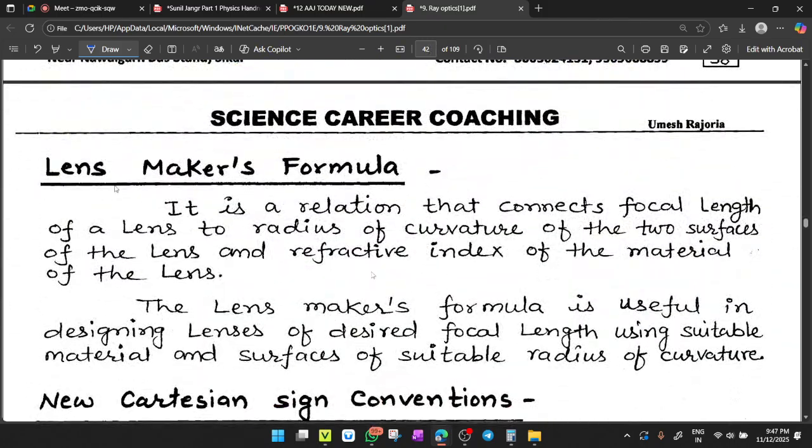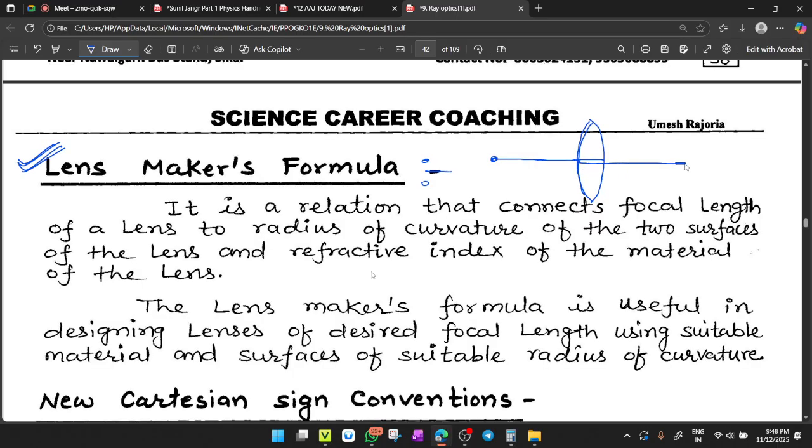Okay, so let's start. The most important formula of this chapter, the highest demanding formula, most times asked in the examination, that is lens maker's formula. So what is lens maker's formula? It is the relation connecting the focal length of a lens to the radius of curvature of the two surfaces. Like here, this is a lens. So now this lens has what radius of curvature? First, this part has radius of curvature as R1.